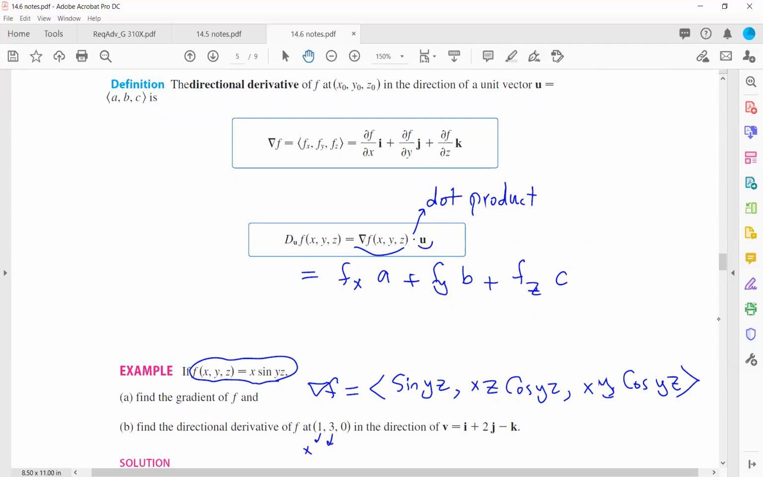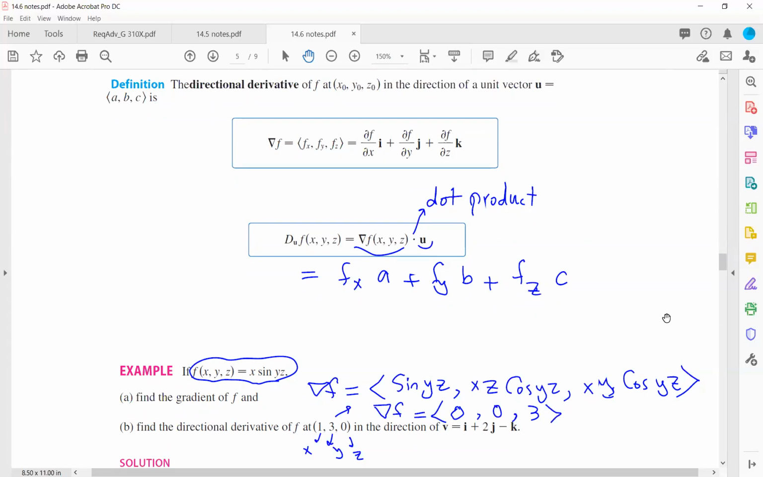X is 1, y is 3, z is 0. I can plug in these values in my gradient function to simplify this more. Okay, z is 0. It means that the first component is going to be sine of 0, or 0. The second component, I have z again. 0 times anything is 0, comma. The last component is x times y, 1 times 3 times cosine of 0. Cosine of 0 is 1, so the outcome is just 3. This is my gradient vector.